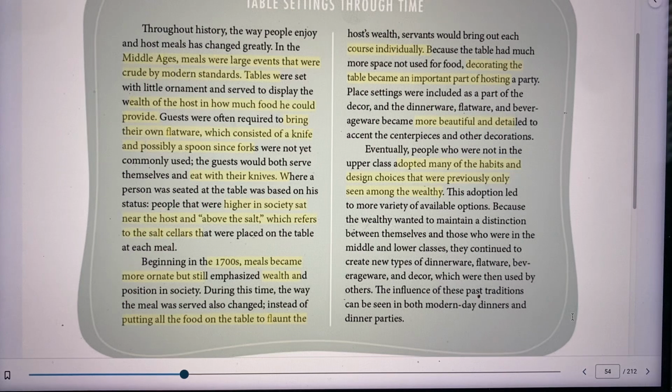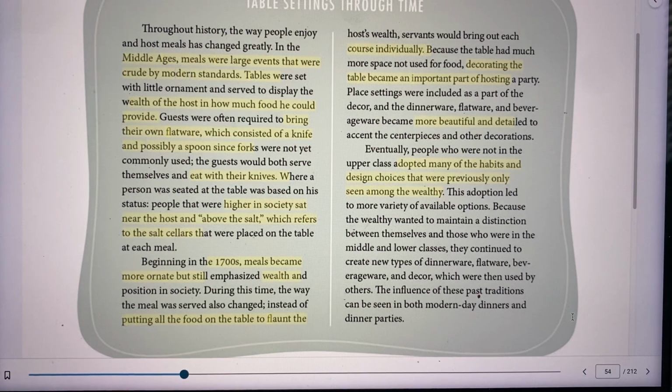And so the guests were required to bring their own flatware, what they were going to eat with. It usually just consisted of a knife and possibly a spoon. Forks weren't even invented yet, just a knife and a spoon. And so the guests would eat with their knives. They'd poke things with their knives and stick it in their mouth. That would be very inappropriate today.